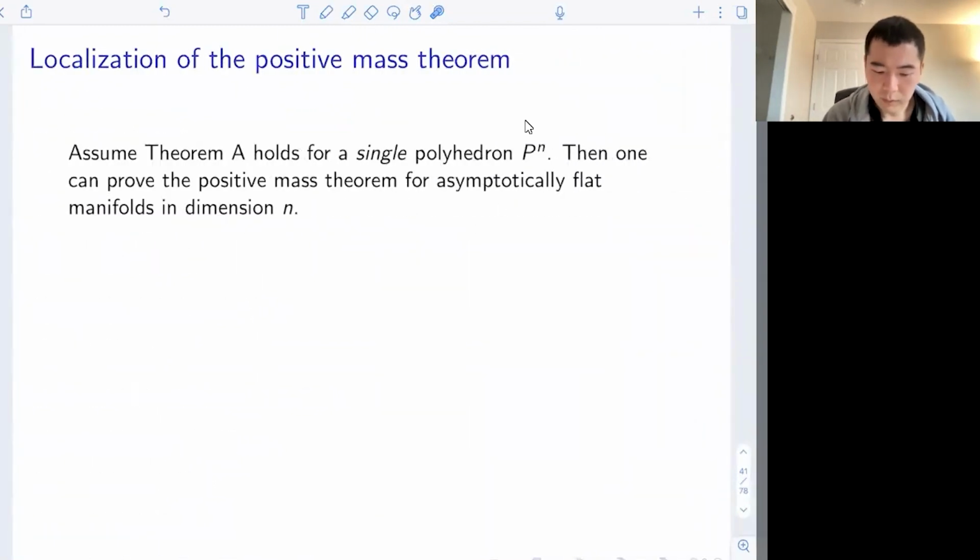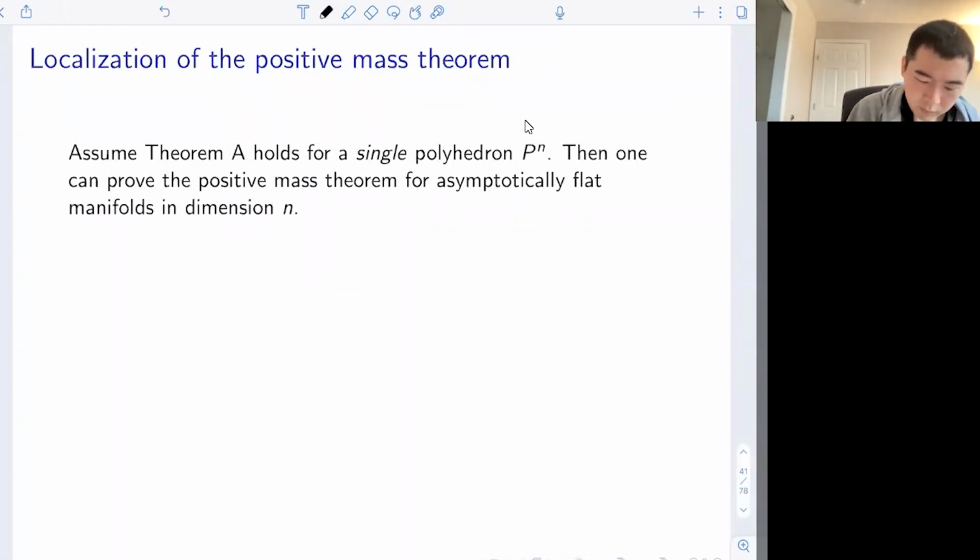So the first observation is that the dihedral rigidity conjecture or theorem is actually the localization of the positive mass theorem. In the sense that if this dihedral rigidity conjecture holds for a single polyhedron P, then you can prove the positive mass theorem for asymptotically flat manifolds in dimension n. Okay, so it's quite a simple observation.